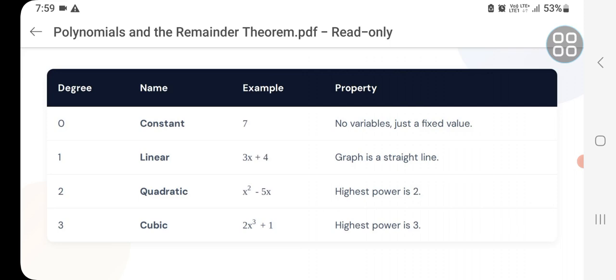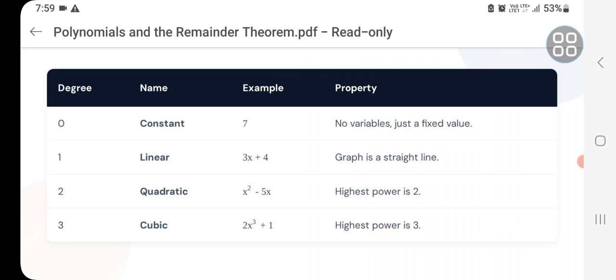So I didn't have any power here, right? The highest degree is 0. So for constant terms, the name of the polynomial is constant polynomial. When you see the constant term, you can easily say it is a constant polynomial. Okay, I give an example for you. 3x square minus 4.